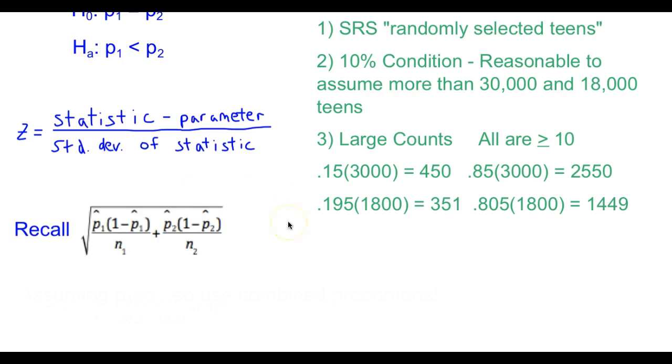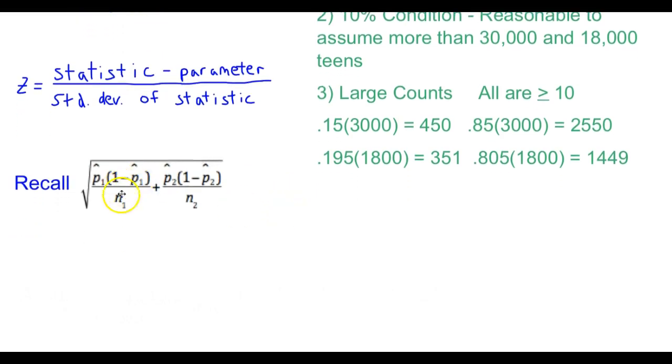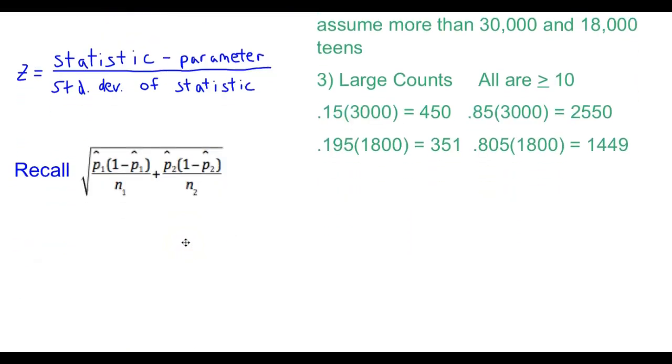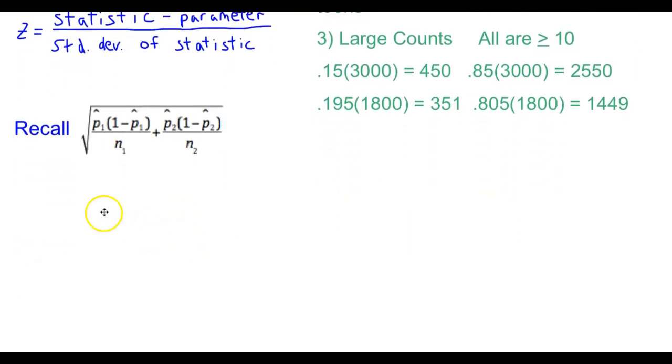And if you recall, the standard deviation of the statistic is found by this formula when we're working with confidence intervals. However, here we are going to assume that P1 and P2 are equal. That's our null hypothesis, that the two population proportions are equal. So we actually have to use a slightly different formula here. We're going to do a combined proportion of successes.